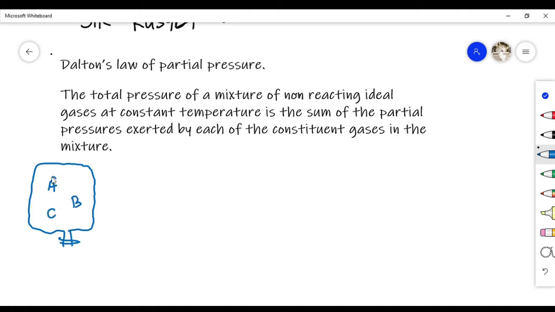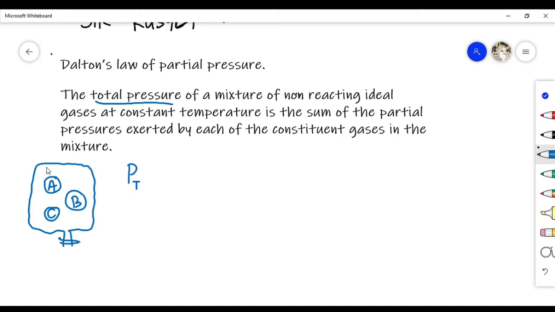Okay, so these gases are not reacting with one another. Okay, so gas ni just duduk dalam tu je. Okay, so what Dalton's Law of Partial Pressure states is that the total pressure, so PT, alright, the total pressure here at constant temperature is the sum of partial pressure exerted by each constituent gases.